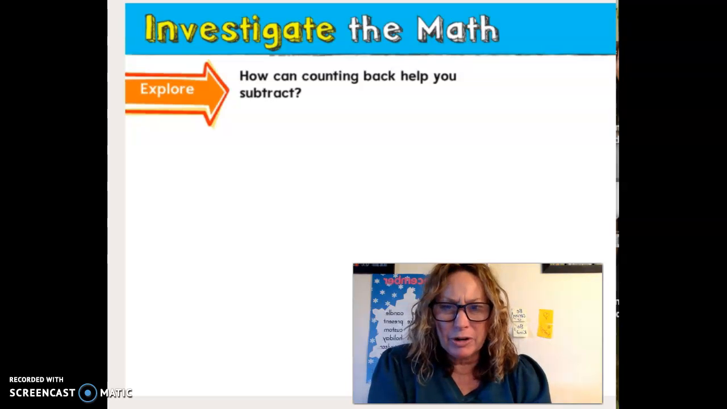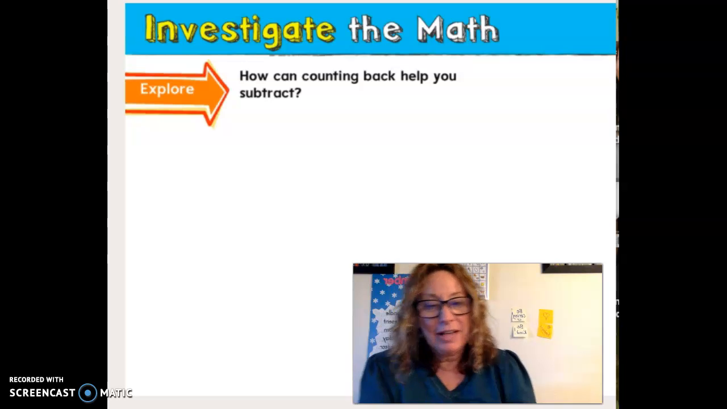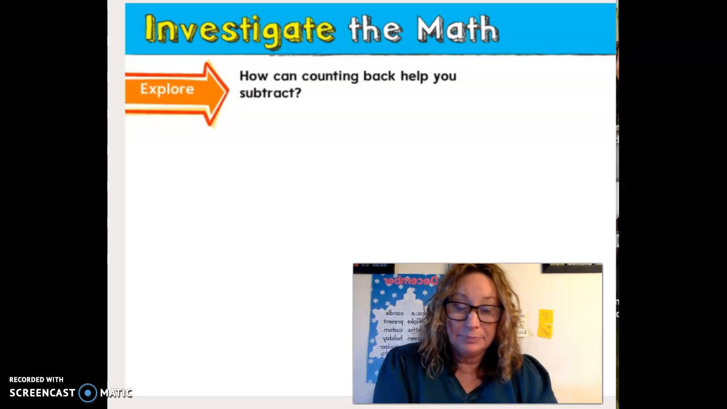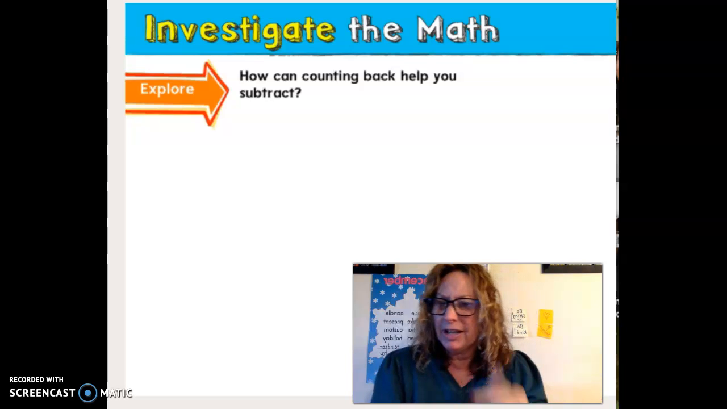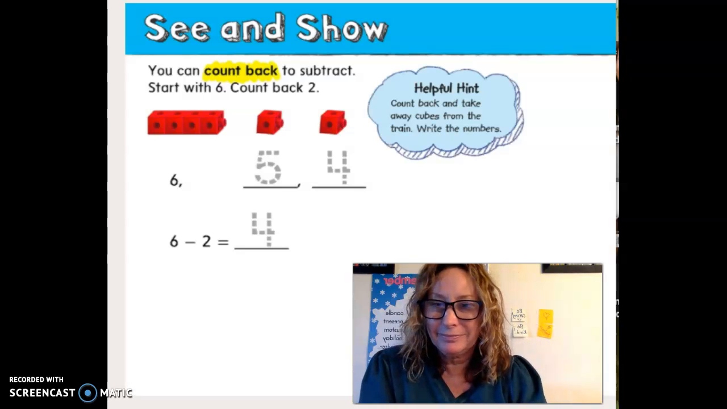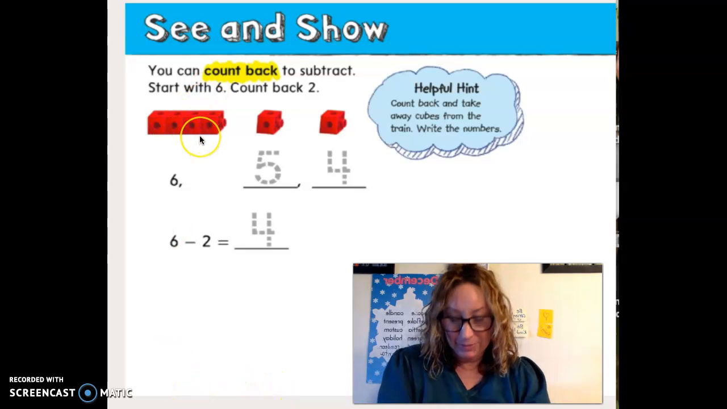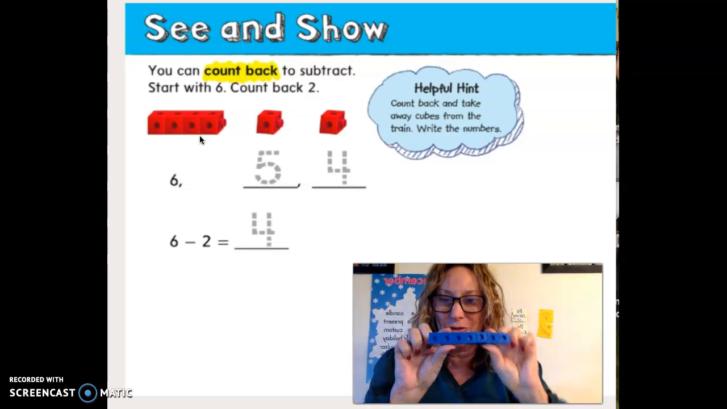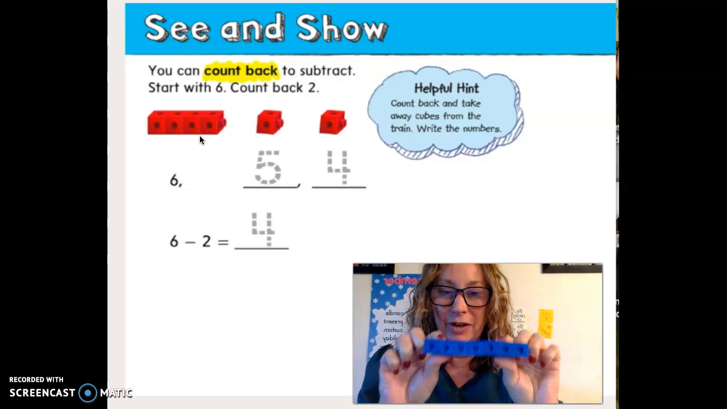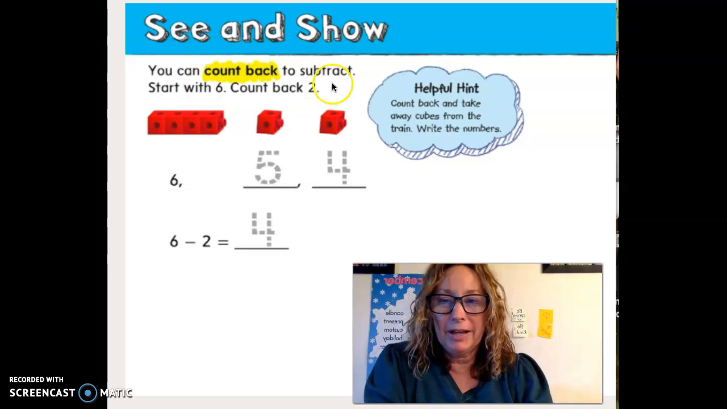Now let's explore. How can counting back help you subtract? Okay, I know that we counted on with addition, but how can we count back? Let's look at this. Here are some counters up here. I have some counters here too, or cubes. I know you have some too that you can use today. So if you don't have them, have your cubes by you. And we're going to count back to subtract.